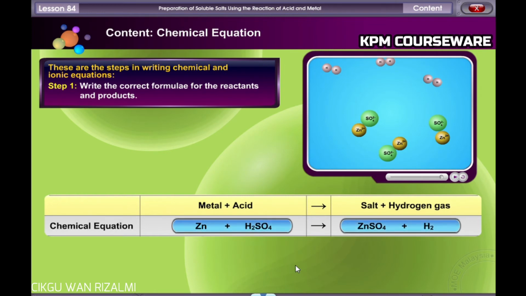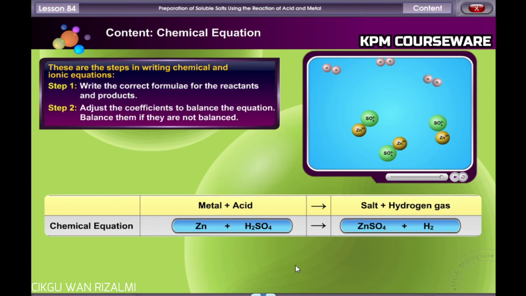Do you think the chemical equation is balanced? If it is not balanced, adjust the coefficients. Let's see. Well, it is balanced. Now, we're going to write an ionic equation based on the chemical equation.